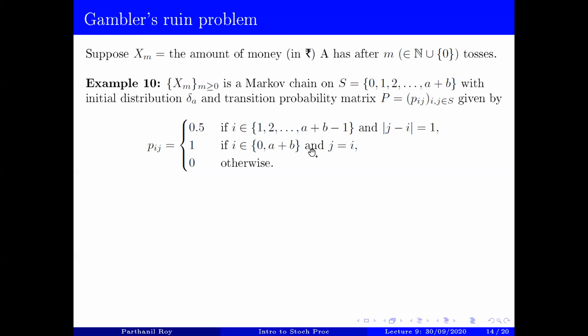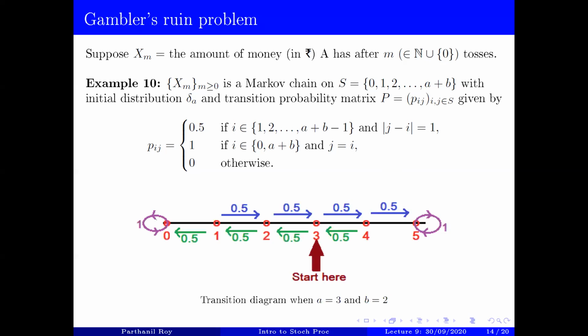Now, while this description is nice and mathematically looks beautiful, in terms of presentation, this is not the best way to do it. Physicists actually use something called a transition diagram. We already used it, but now I'm going to show you how useful it is in this case. So you start at, say, a is 3 and b is 2. The state space would be 0 to a plus b, so 0, 1, 2, 3, 4, 5, that's the state space.